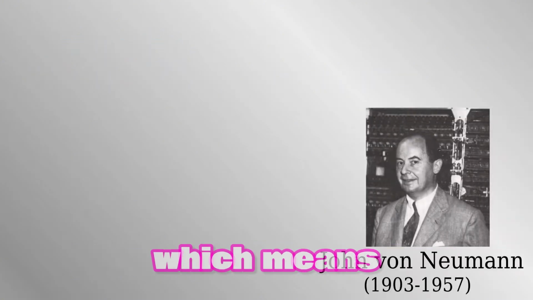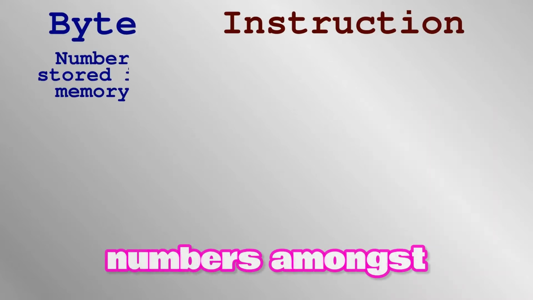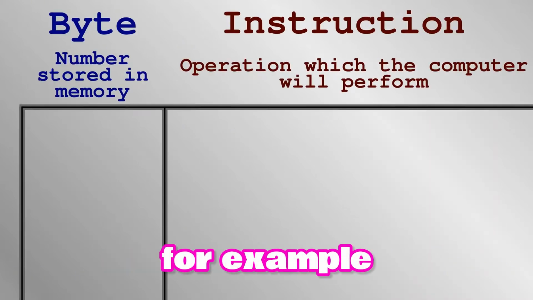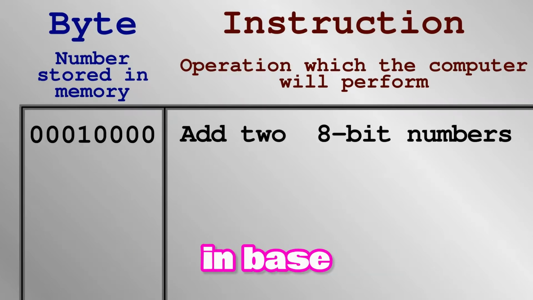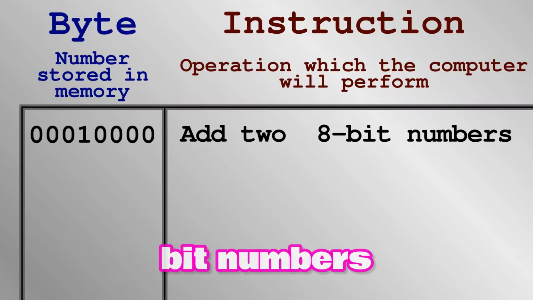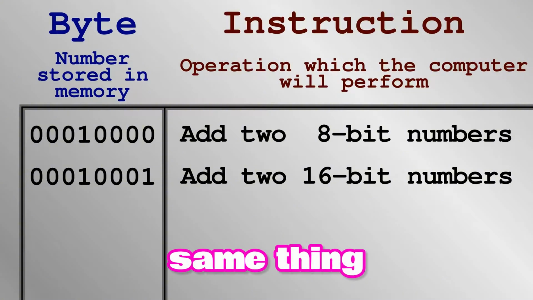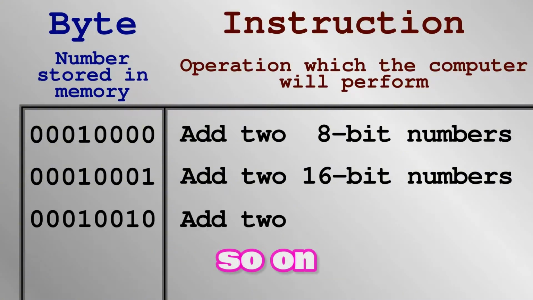Computers use what's known as the von Neumann architecture, which means that the instructions are stored in memory as binary numbers amongst other data. For example, the instruction number 16 in base 10, or this byte in binary, might mean add together two 8-bit numbers and store the result. Instruction number 17 might mean the same thing but for 16-bit numbers, and so on.